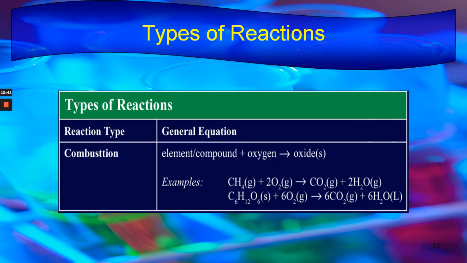And then here's some more examples. This is natural gas or methane reacting with oxygen to form carbon dioxide and water. And then you have glucose in the form and respiration. You've seen this before in biology, combining with oxygen to make carbon dioxide and water.